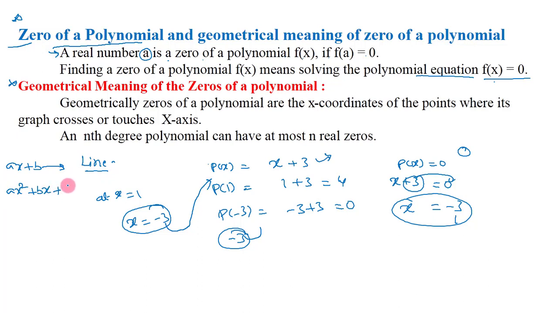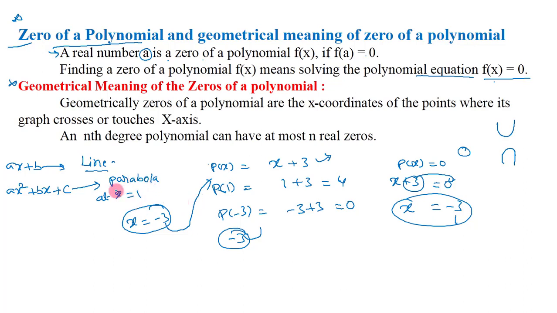In the same manner, if you take a quadratic polynomial, the standard form of a quadratic polynomial is ax square plus bx plus c. And if you draw the graph of it, it will be in the shape of a parabola. Parabola, don't be confused. Parabola means it may be like this or it may be like this, just like a U shape.